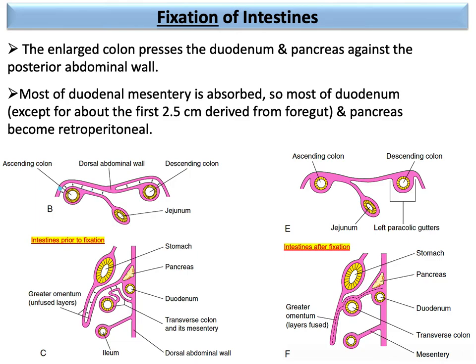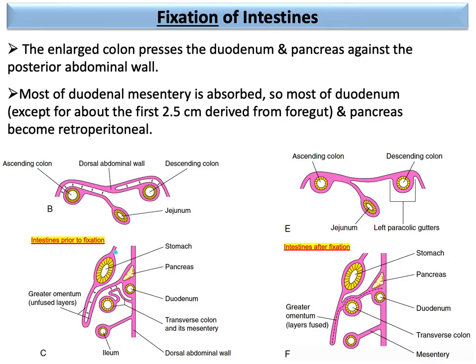That means the mesentery will have disappeared, and they are fused with the posterior abdominal wall to get this view. But still, the small intestine has mesentery and the freedom to move. This is, of course, the intestine before or prior to fixation.